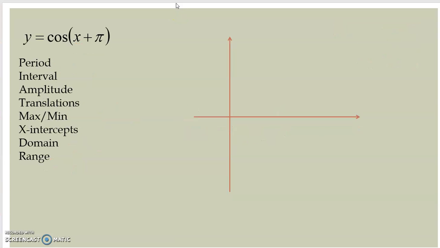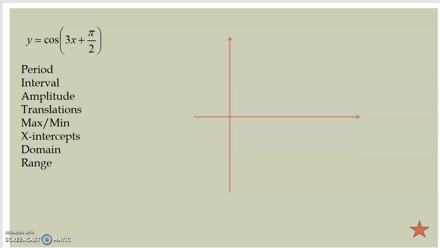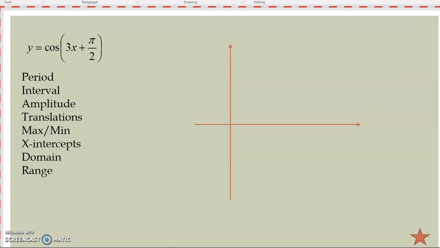Let's try another one. All right? This one's a little bit more complex. Got a little bit more going on in the parentheses. Okay? So, let's first take the period. Normally it's 2 pi, but we have a c value, and that's a 3. Okay? So my new period is 2 pi over 3.